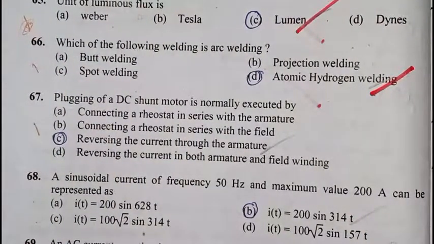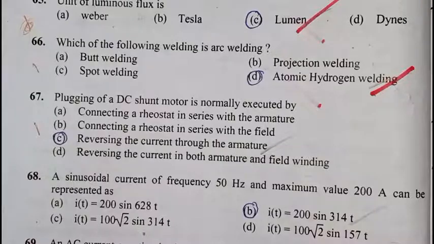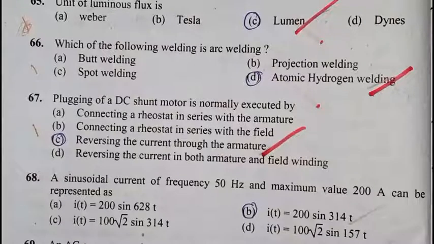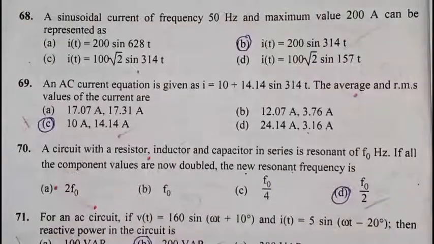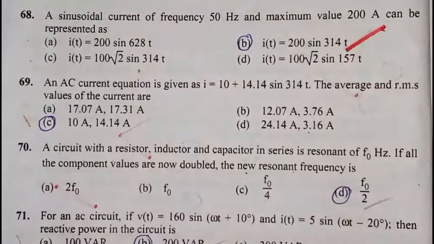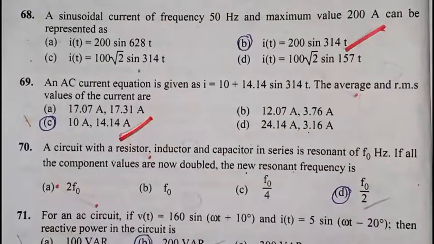Question number 67. Plugging of DC shunt motor is normally executed by. Option C, reversing the current through the armature. Question number 68. A sinusoidal current of frequency 50 Hz and maximum value 200 amps can be represented as. Option B. Question number 69. An AC current equation is given as I equal to 10 plus 14.14 sin 314t. The average and RMS value of the currents are. Answer option C.